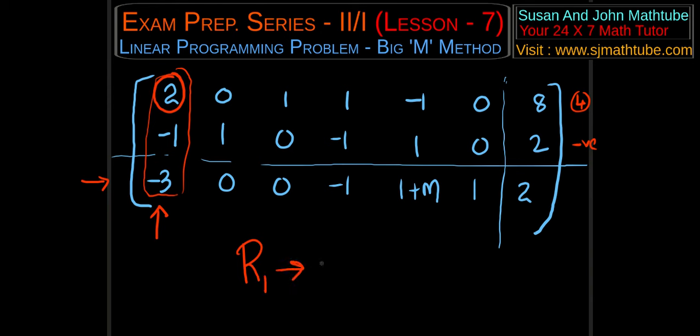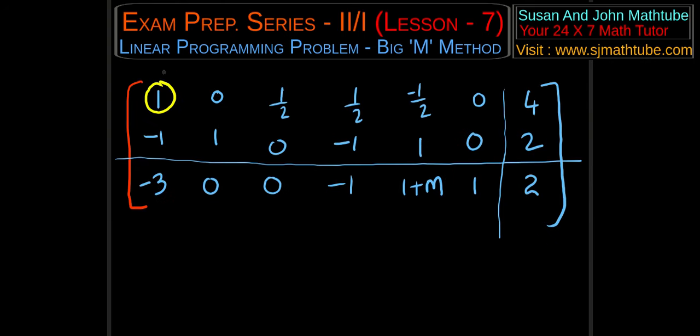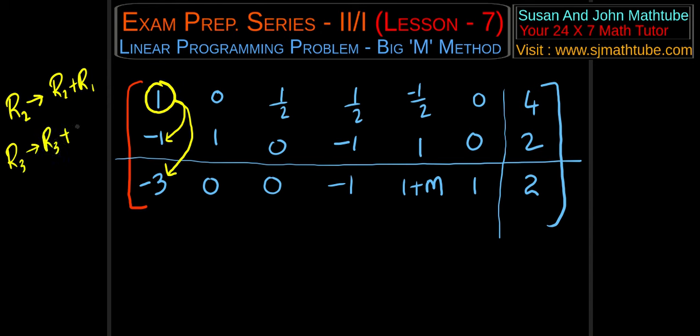So R1 changes to R1 into 1 by 2. Now I hope you got the table, and don't forget to circle the pivot. So now what's the next aim? To make the elements below and above the pivot to 0. So I'll write the operation R2. The target is in R2 and our pivot is above. So R2 changes to R2 plus R1. That's very easy. And R3 changes to R3 plus 3R1. It's addition, so it's a bit easy.